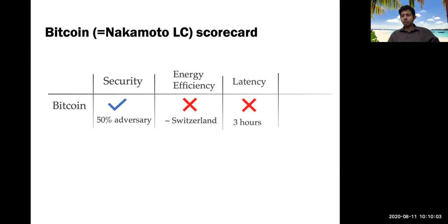Energy efficiency is poor, latency is on the order of hours, and throughput is very small. These are the different dimensions on which we would like to do well, but Bitcoin is not doing well. And this has really motivated the plethora of other permissionless protocols. We'll try to revisit some of this as we are redoing the security analysis.